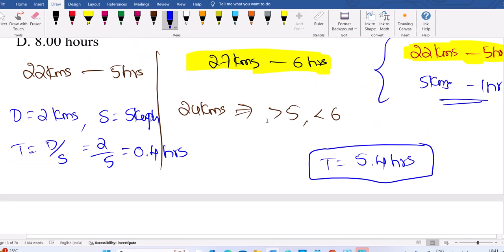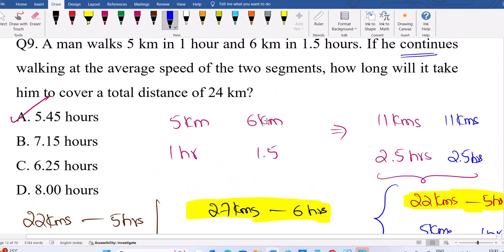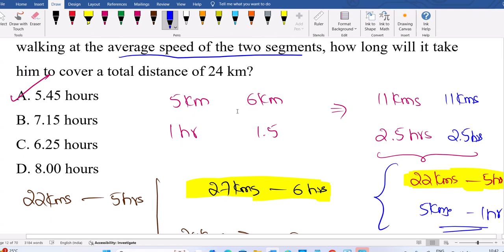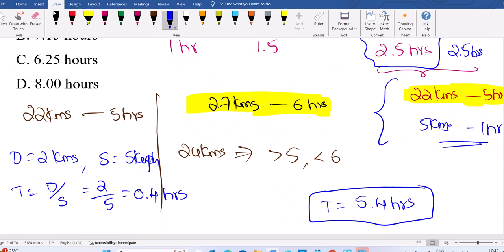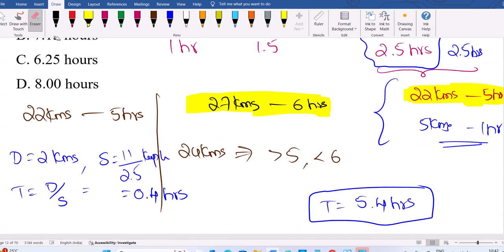Or let it be, I think, okay, wait. Maybe like 11 kilometers in 2.5 hours. Maybe they have taken this aspect. They said average speed of the two segments they are continuing. So you can say average speed of the two segments. Average speed is you are traveling 11 kilometers in 2.5 hours. I can say speed is 11 by 2.5 kilometers per hour. Then we'll see, I think that may give 0.45 exactly.